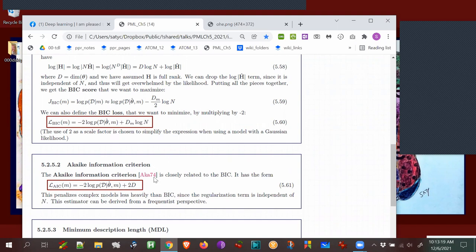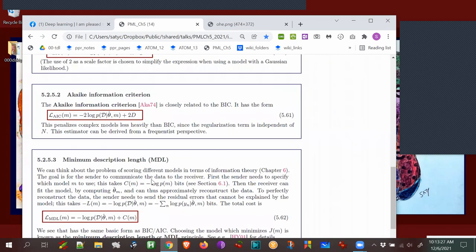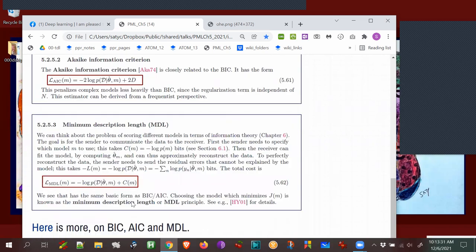That's the only difference between AIC (Akaike) and BIC. Cool. And MDL is a little bit different. MDL comes from information theory, but in a very similar format, where you estimate the number of bits in this case. So CM is negative log PM bits.